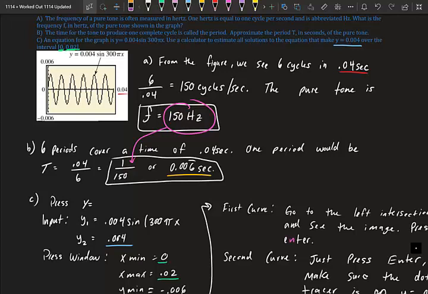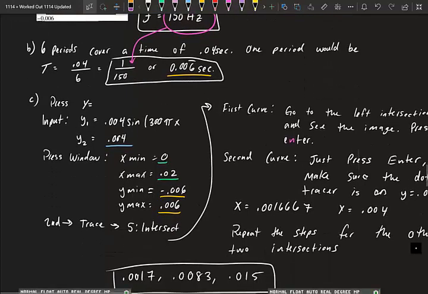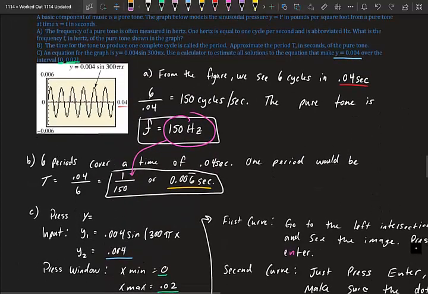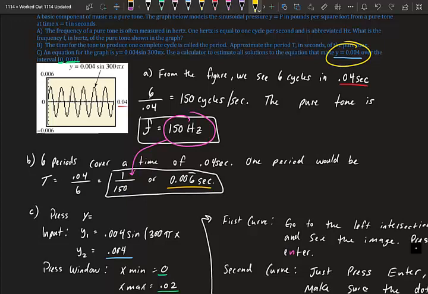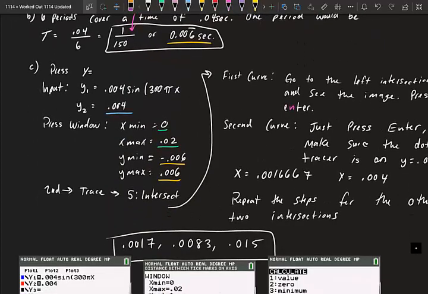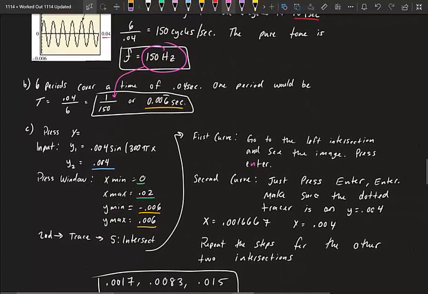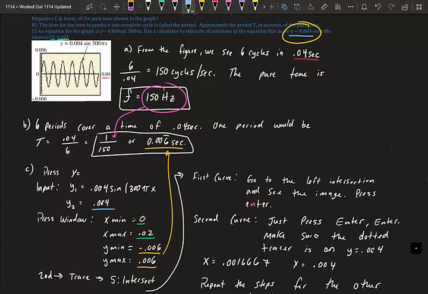Use a calculator to estimate all solutions to the equation that make y equal 0.004 over the interval of 0 to 0.02. So press y equals, input your function into y1, so 0.004 sine 300 pi x, and then in y2 we do 0.004, because it told us right here. Press window, your x minimum is 0, your x max is 0.02, your y minimum is negative 0.006, and your y max is positive 0.006. And we got the 0.006 from here. You see how it's underlined right here. And then we got the 0 to 0.02 from here.